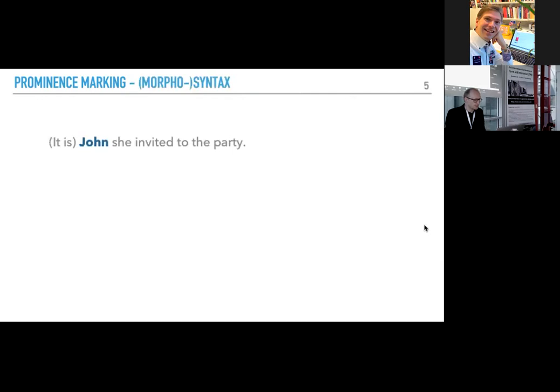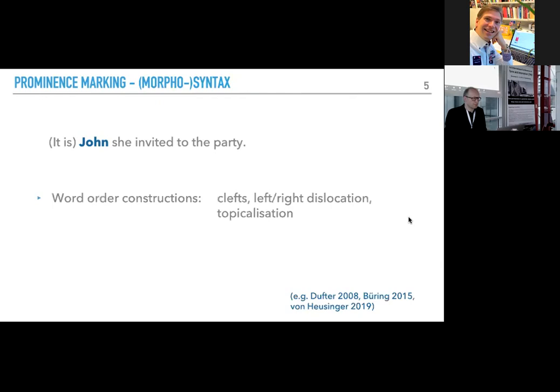In this sentence, it is John she invited to the party. John is made prominent by clefting, that is a specific word order construction. And other morphosyntactic prominence cues are focus markers and indefinite articles.